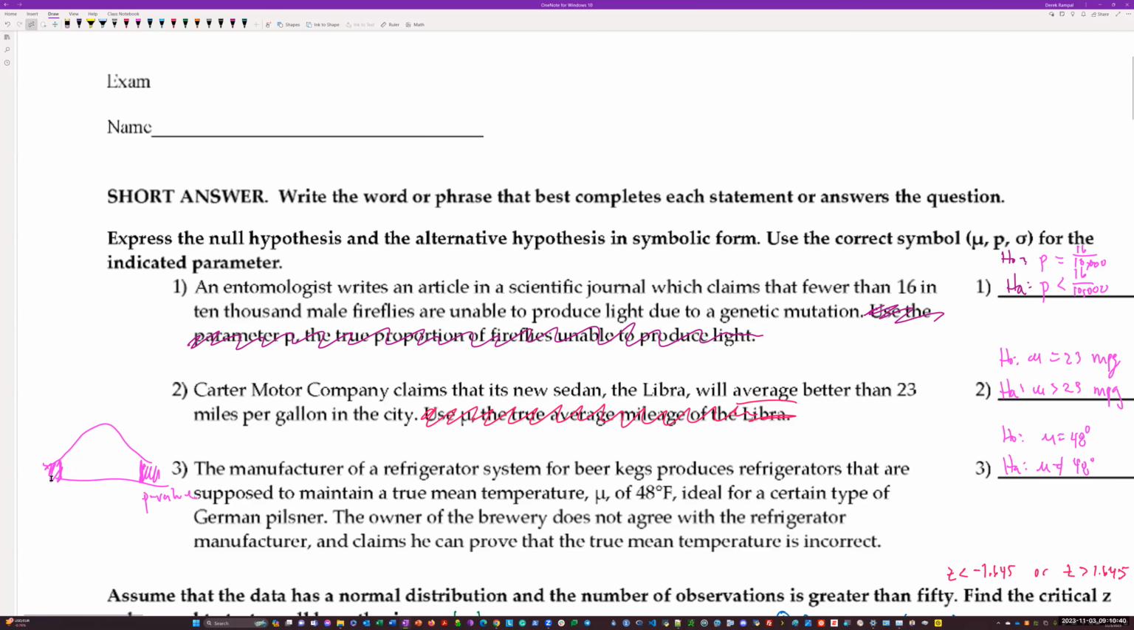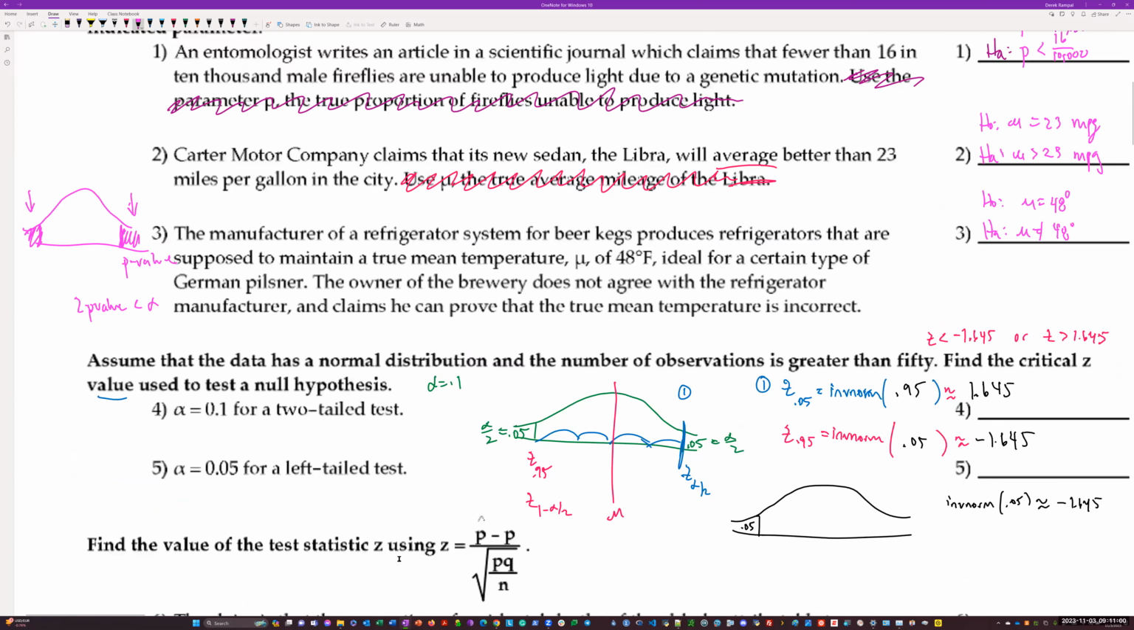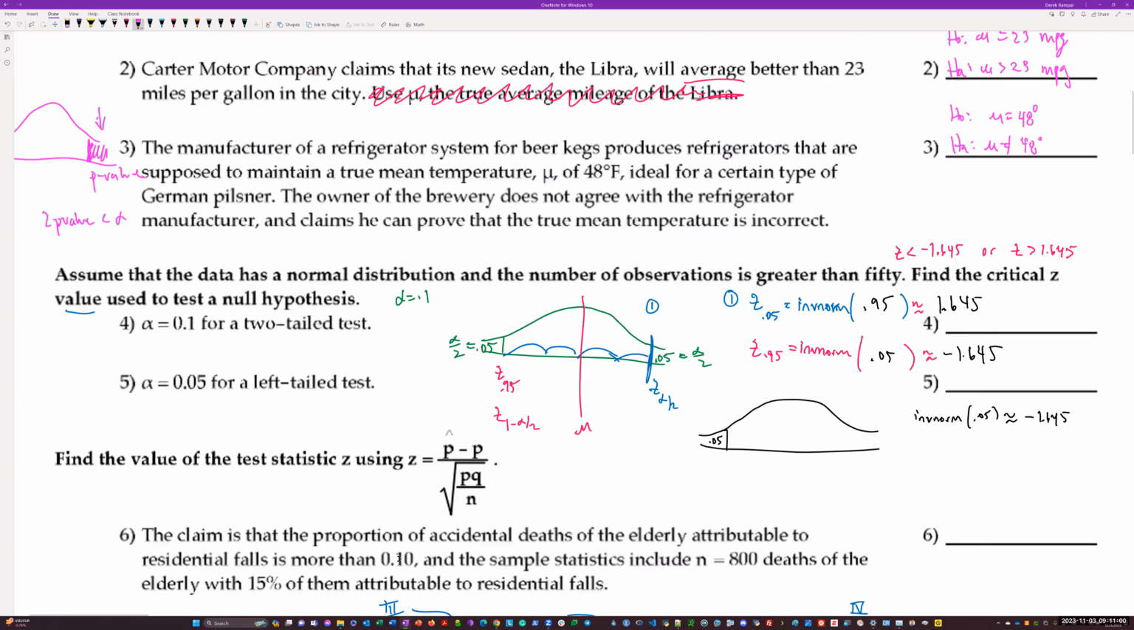Or you could start saying that 2 times the p-value needs to be less than alpha because we need to double this. Does that make sense what I'm saying? All right, I'll say that again in a second though, okay? All right, so let's just mention this again here.